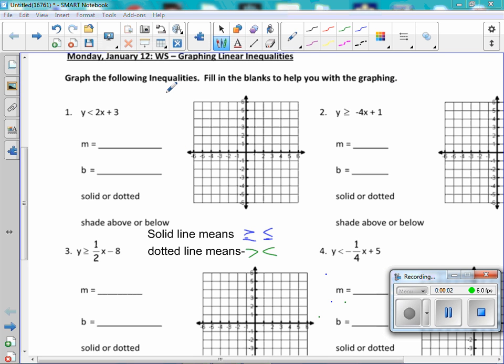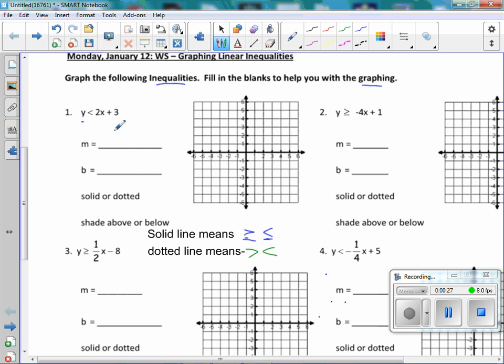Okay, for Monday's work, graph the following inequalities. Fill in the blanks to help with your graphing. So the previous day, Friday, all we did was switch to y equals. Now this is already in the form of y equals, or slope-intercept form. Now we're asked to graph it.